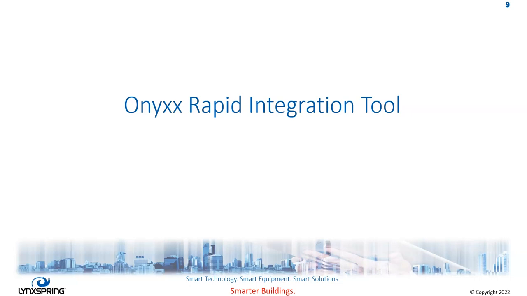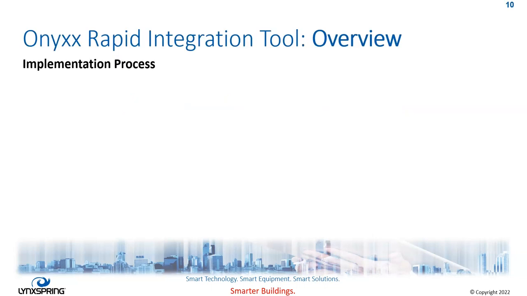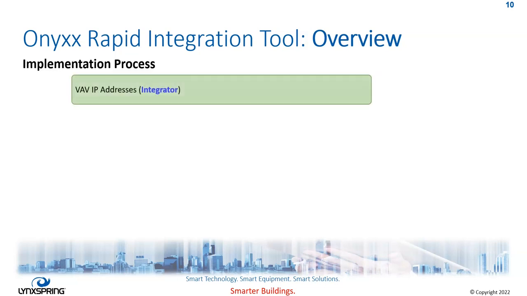Now, let's talk about the Onyx Rapid Integration tool. So we're going to go over the entire overview of the implementation process. The supervisor implementation process uses the Onyx Rapid Integration tool, and it falls into 5 different functions. A few of these functions are performed by the integrator, so that would be you, and then others are performed by the system itself, or what we say under the hood.